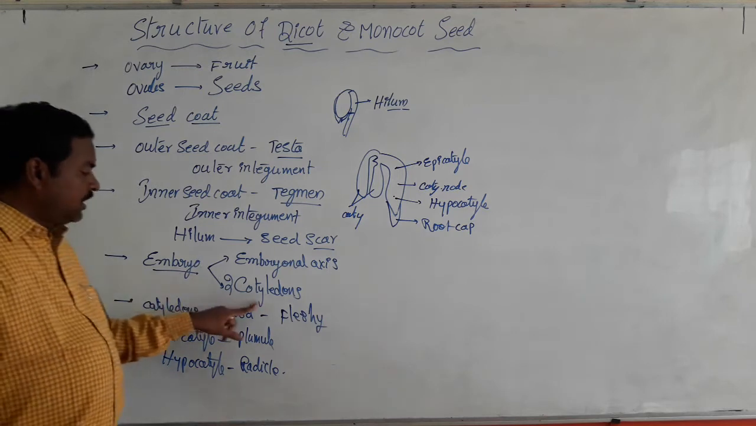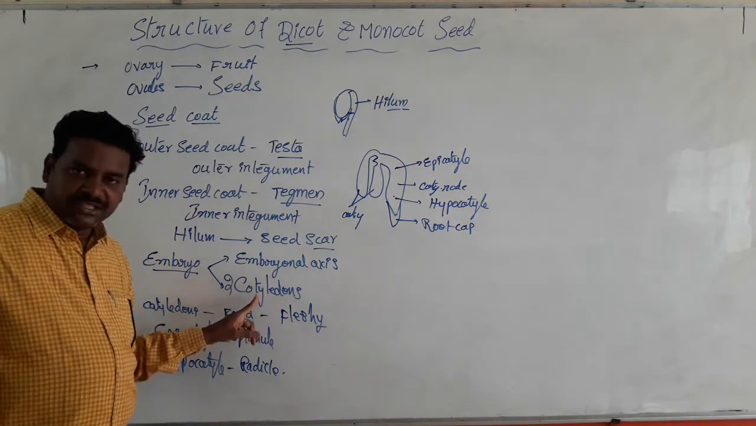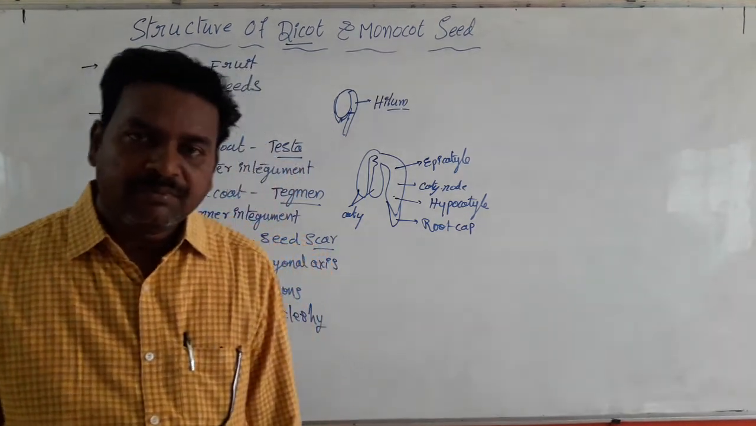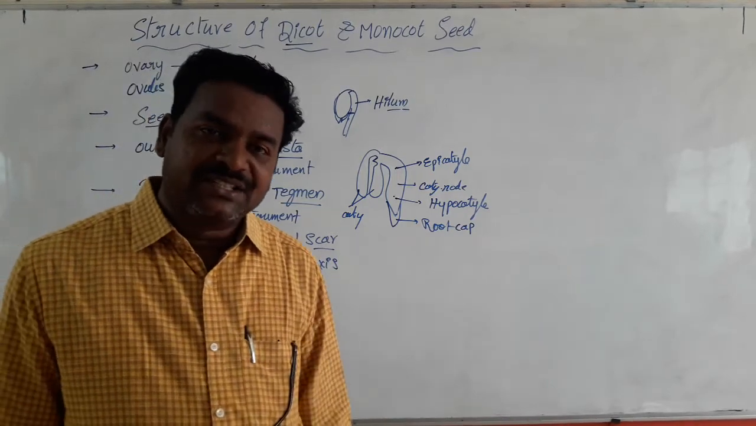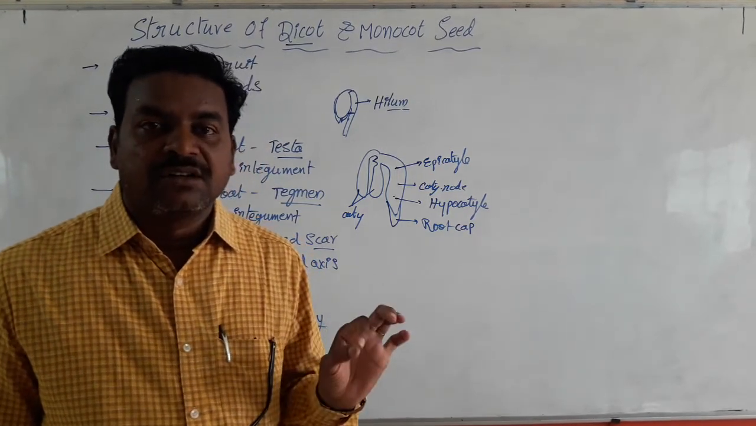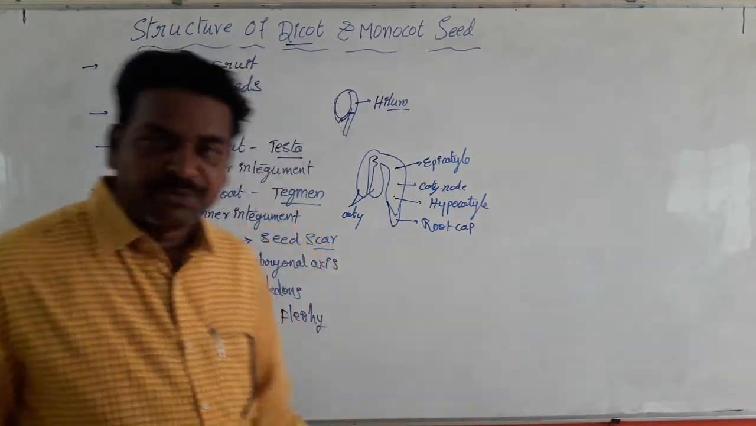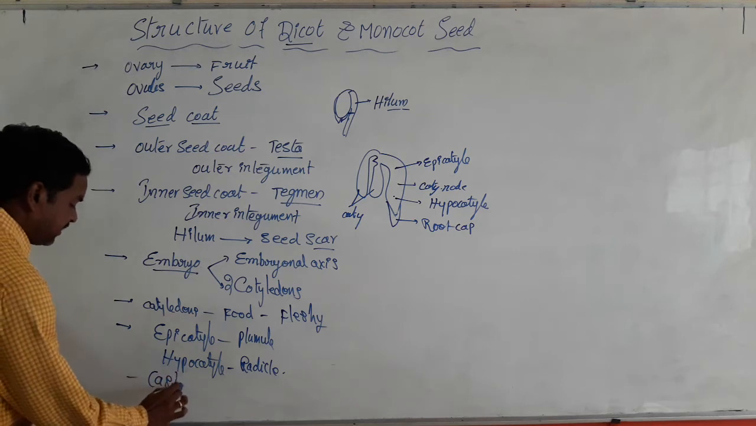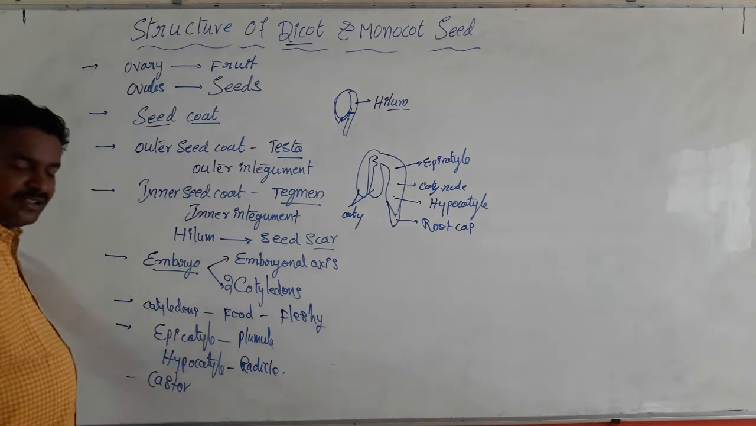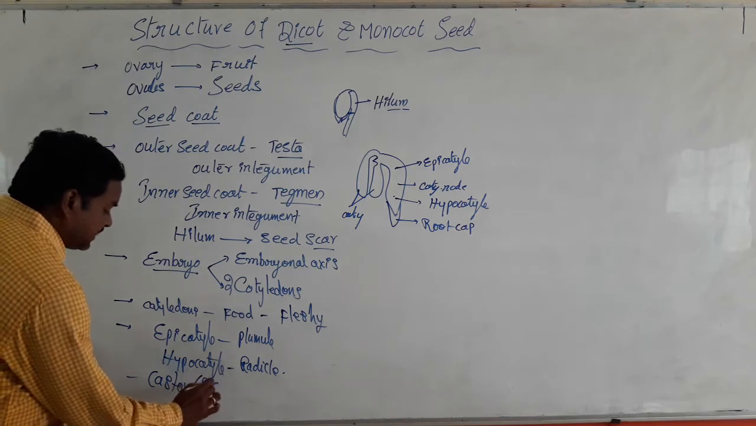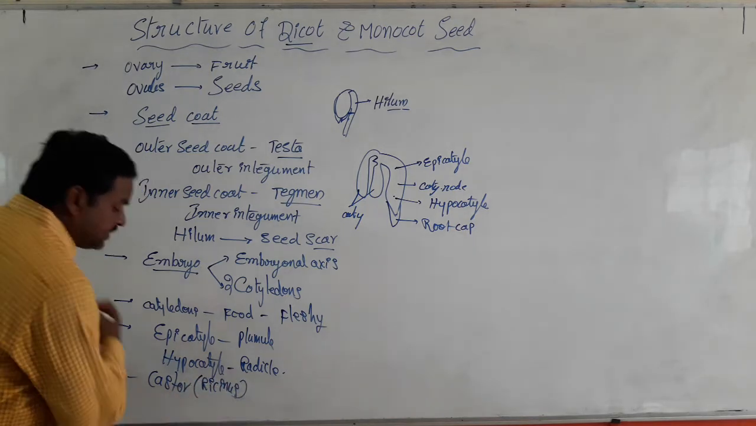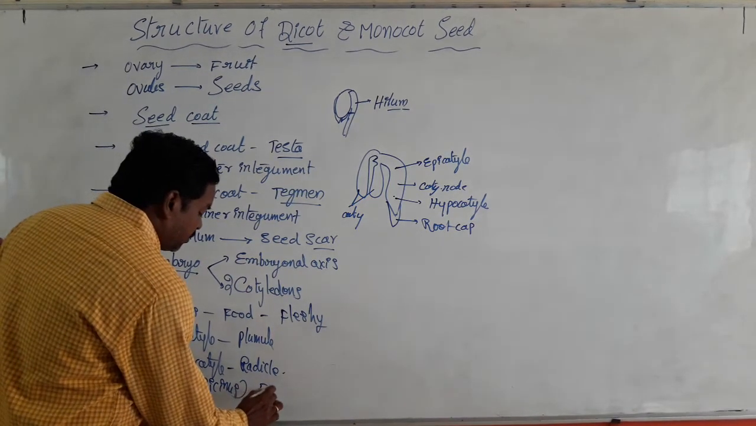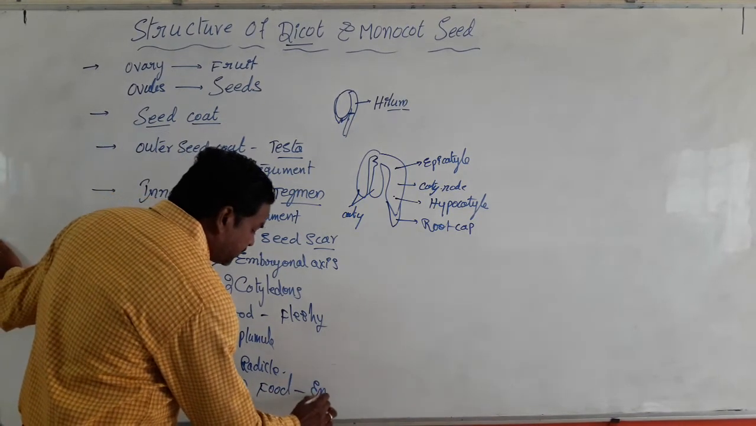Similarly, two cotyledons are there. These two cotyledons store food material, but exceptionally, very important: in some dicotyledonous seeds, food materials are stored inside the endosperm. For example, in the case of castor, the scientific name of which is Ricinus, food materials are stored inside the endosperm.